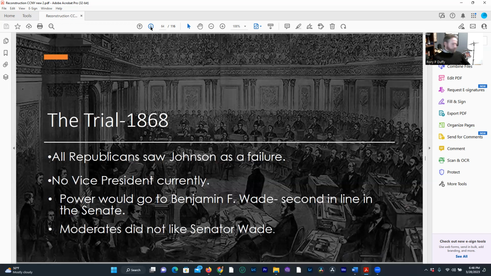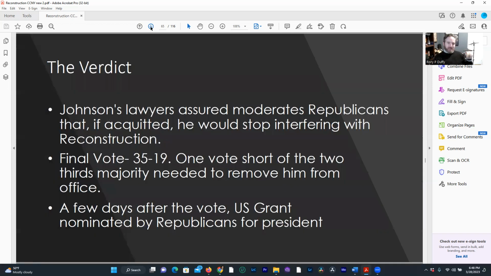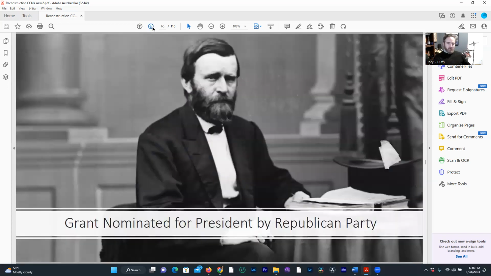I have to remember, at this time, there is no vice president. Power would then go to Benjamin F. Wade, second in line in the Senate, and moderates did not like Senator Wade. So the final vote is 35-19, one vote short of a 2/3 majority. And the next day, Ulysses S. Grant is nominated by the Republican Party.